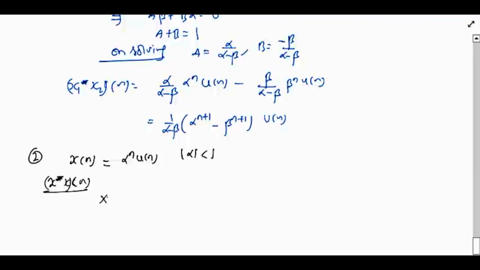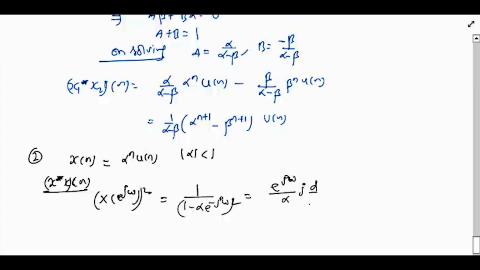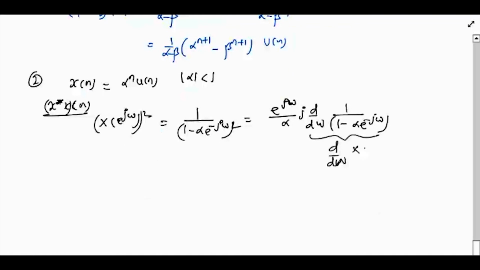Towards that, I will start with recognizing that the discrete time Fourier transform of this convolved signal is X(e raised to j omega) whole squared, which is 1 over 1 minus alpha e raised to minus j omega, whole squared, which can be seen to be e raised to j omega over alpha times j d over d omega of 1 over 1 minus alpha e raised to minus j omega. Right? Notice that this is d over d omega of X(e raised to j omega). This will help us in proceeding further.